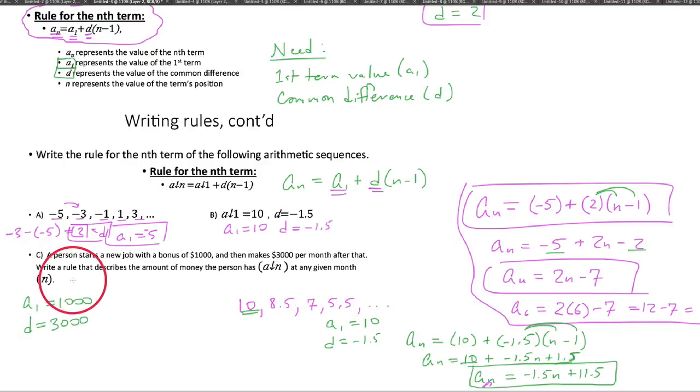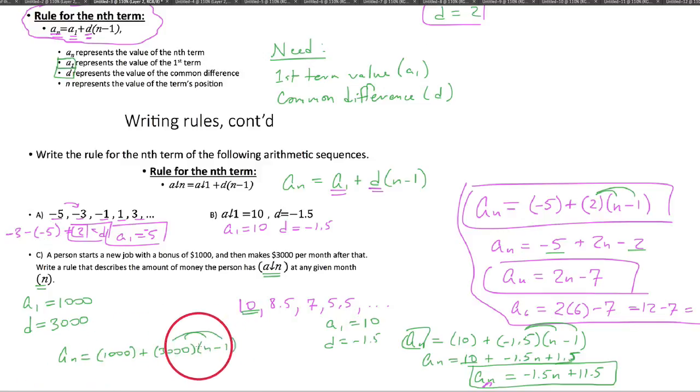So if we want to write a rule that describes the amount of money a person has, which is the an part, at any given month n, then we would say that our rule would be the first term value, the $1,000 we start with, plus the $3,000 we're making per month, times n minus 1. And so as we typically do, let's go ahead and distribute our 3,000. We would have, an is 1,000 plus 3,000n minus 3,000. And this would simplify to 3,000n minus 2,000.